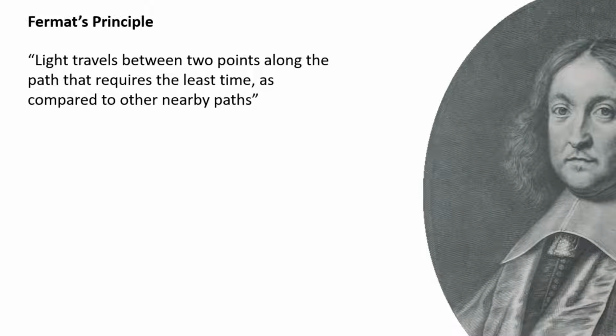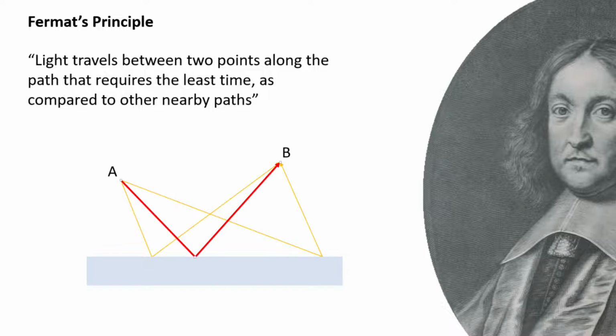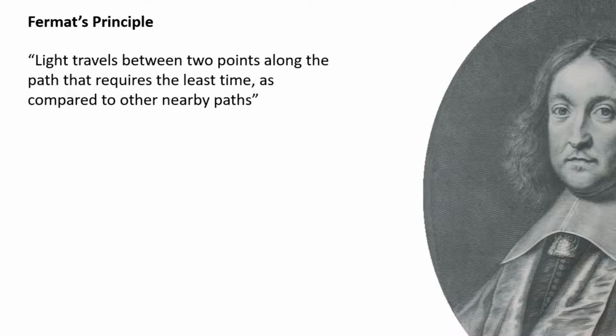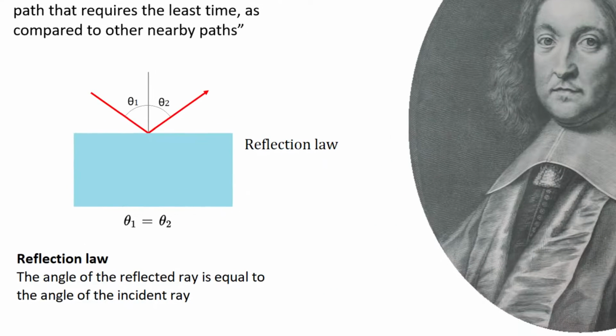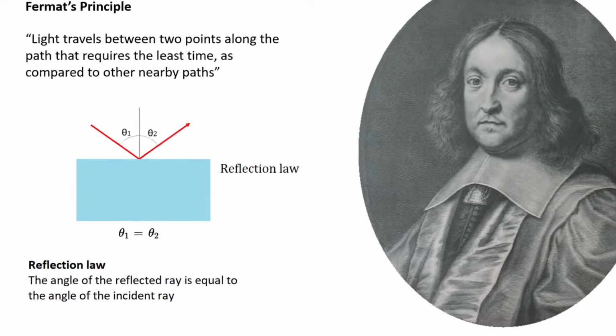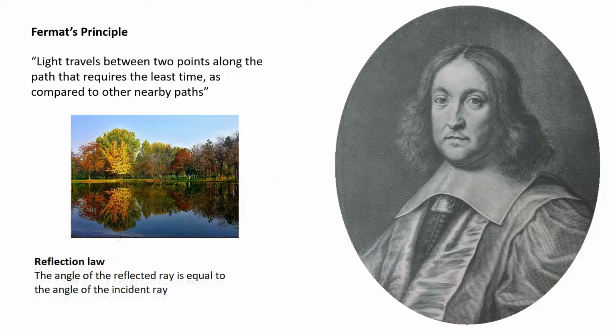Fermat's principle states that light travels between 2 points along the path that takes the least time, compared to other nearby paths. From there, the law of reflection will be verified, which states that the angle of the reflected ray is equal to the angle of the incident ray. Due to this law, images like this can be observed.